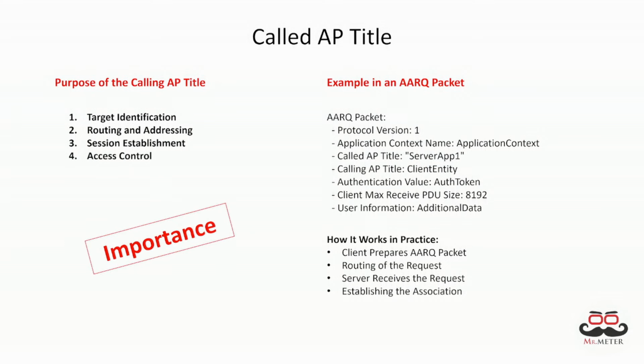The called AP title is crucial for ensuring that the association request is directed to the correct target within the network. It plays a key role in the routing, identification, and access control mechanisms that govern how communication sessions are established and managed. By correctly identifying the target entity, the called AP title ensures that the association is set up with the intended server or application, enabling secure and efficient communication.